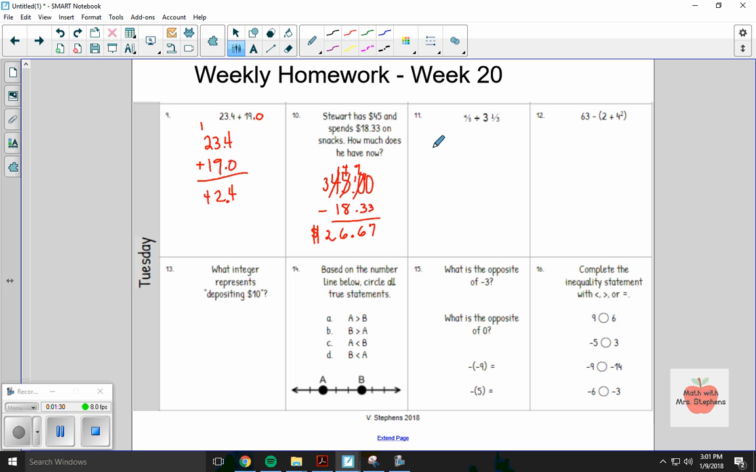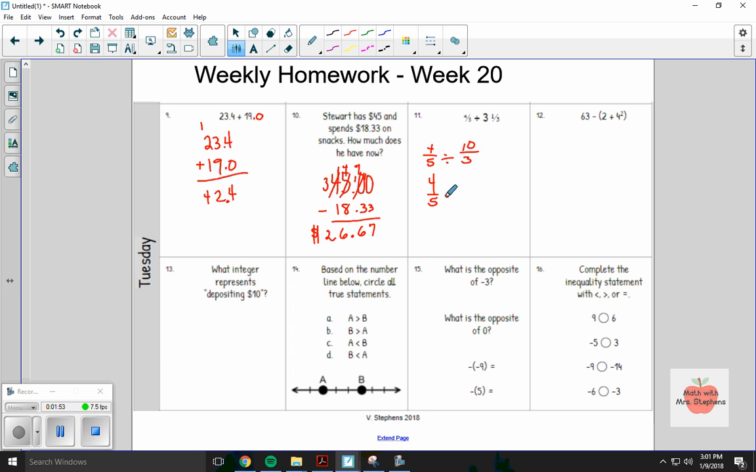Number 11, dividing fractions. Remember, your rule for dividing fractions is to multiply by the reciprocal. Think about keep, change, flip. Because this is a mixed number, your first step is to convert 3 1/3 to an improper fraction. 3 times 3 plus 1 is 10/3.